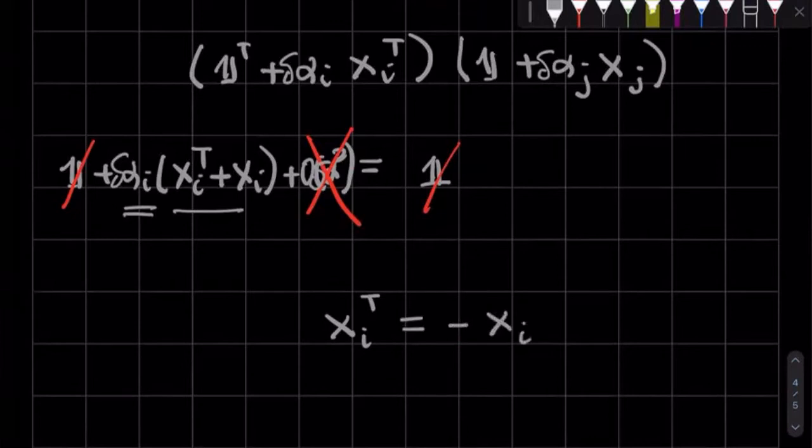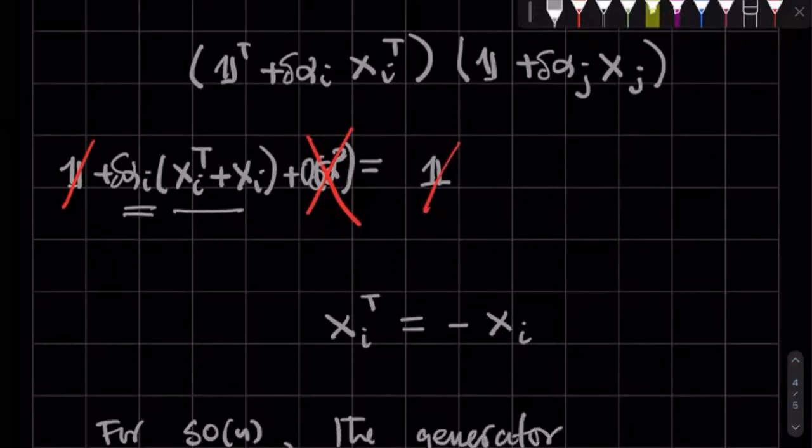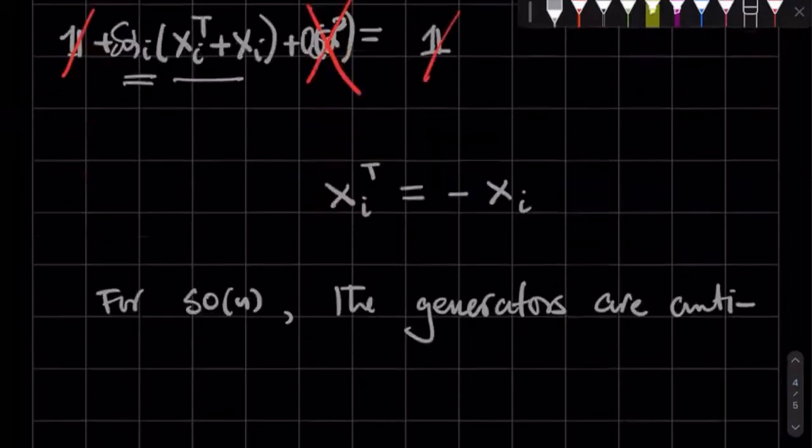So then this tells us that for orthogonal matrices, for the orthogonal group, the generators are antisymmetric. Okay? So for SON, the generators are antisymmetric. Okay?